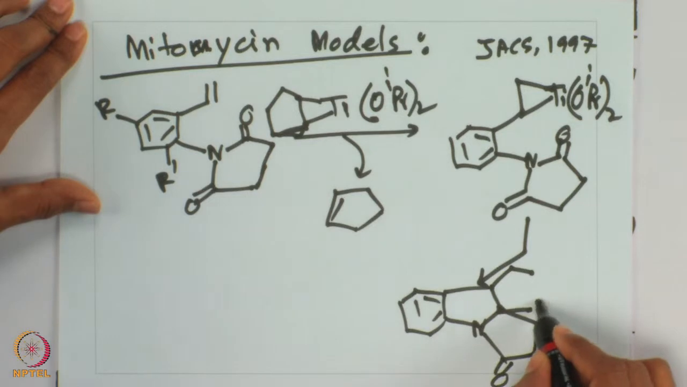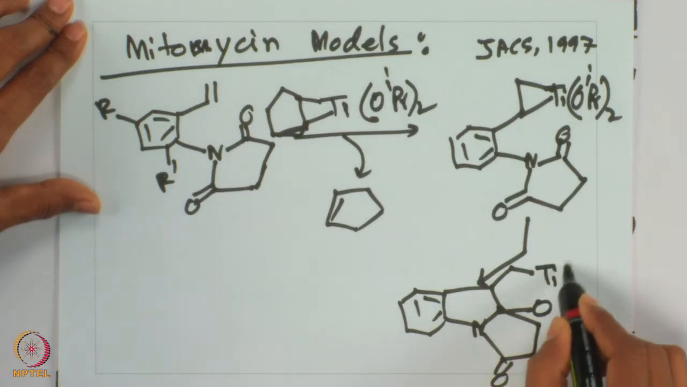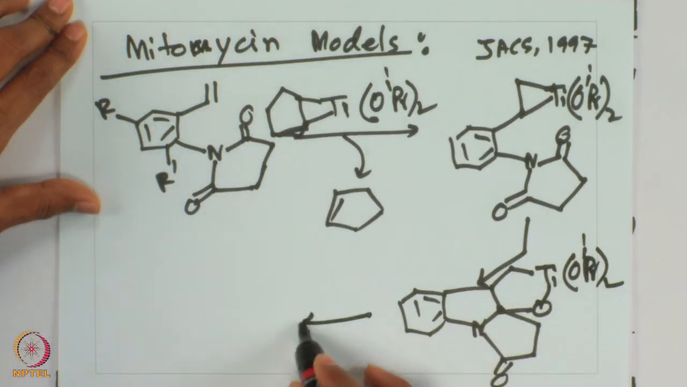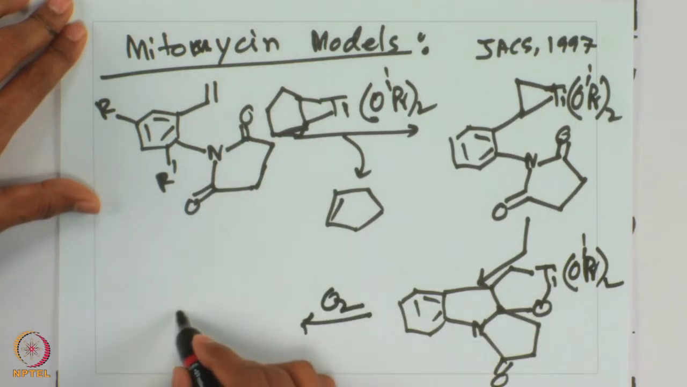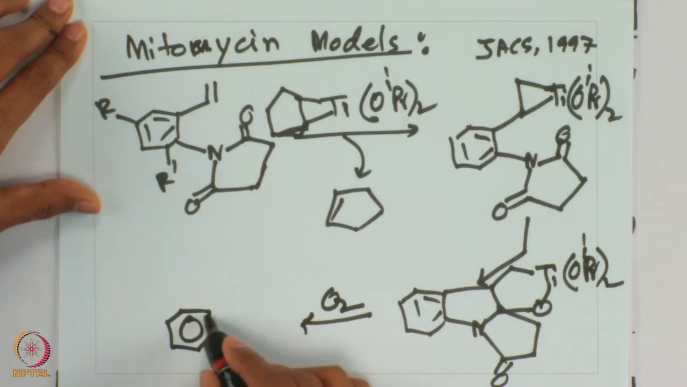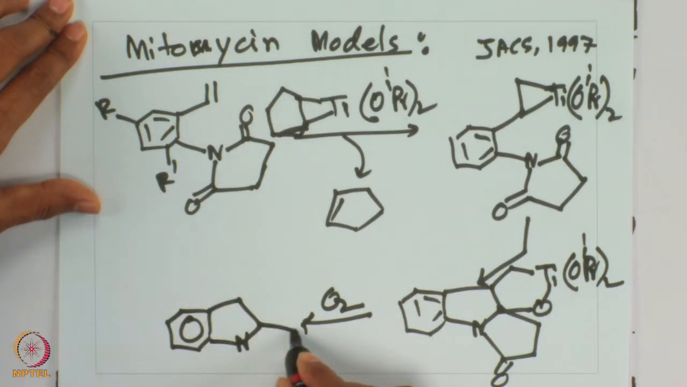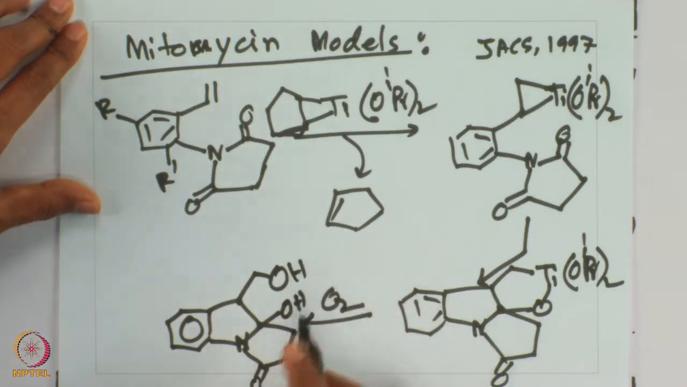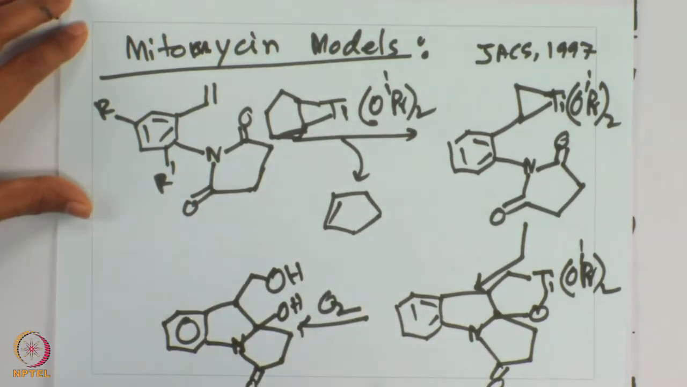rise to the cyclic titanium intermediate, which will be very efficient in opening up with oxygen, finally giving rise to the product where of course the benzene substituent are there in the right place, and overall we can get the dihydroxy intermediate, which is a mitomycin model quite efficiently, and the yield was up to 60%.